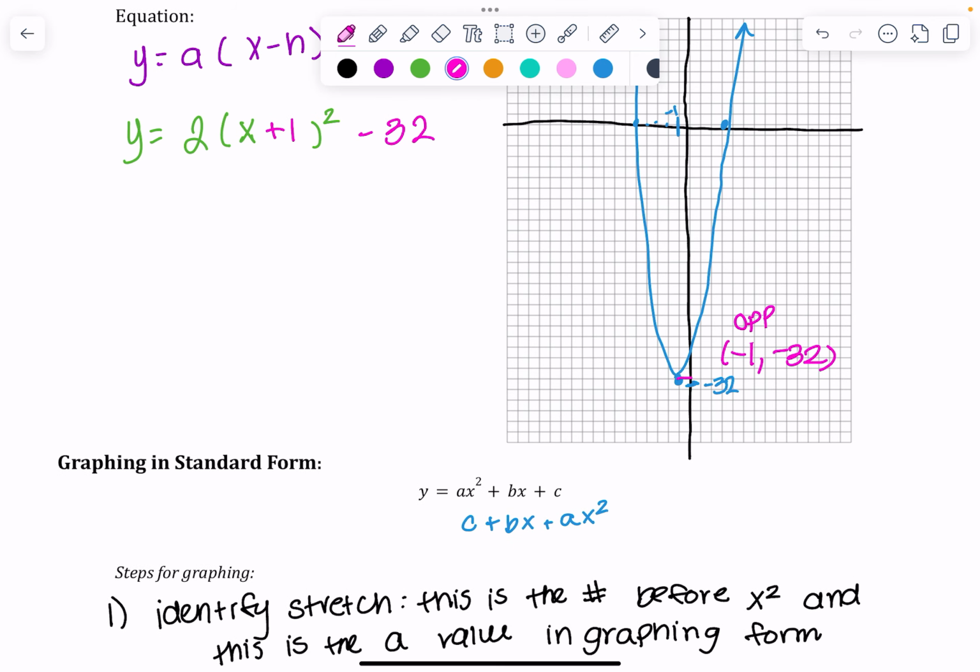So when I go out 1, normally we go up 1. But that stretch of 2 is saying, hey, now we're going to go up 2. So we could have added a few more accurate points.